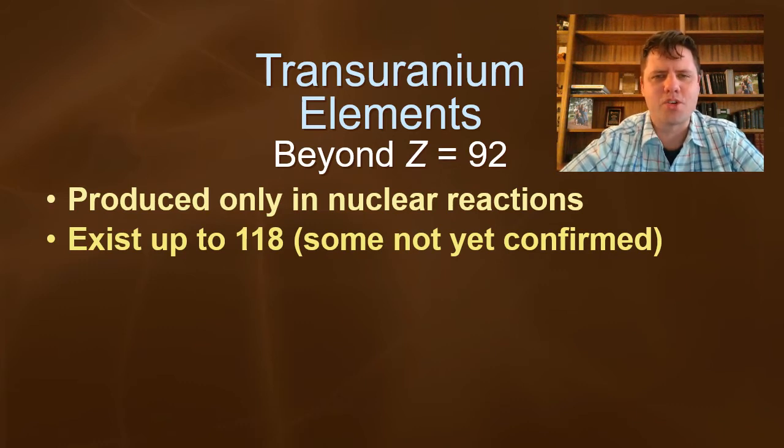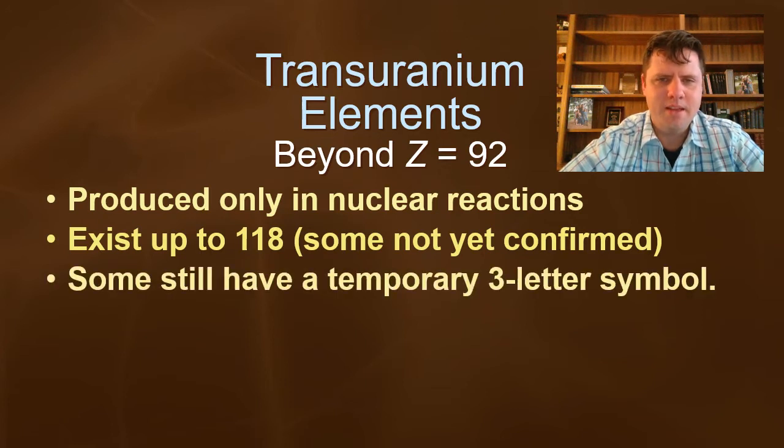But in nature, they only exist up to number 92. So you can't find anything beyond uranium in nature. The rest of them are produced only in nuclear reactions.